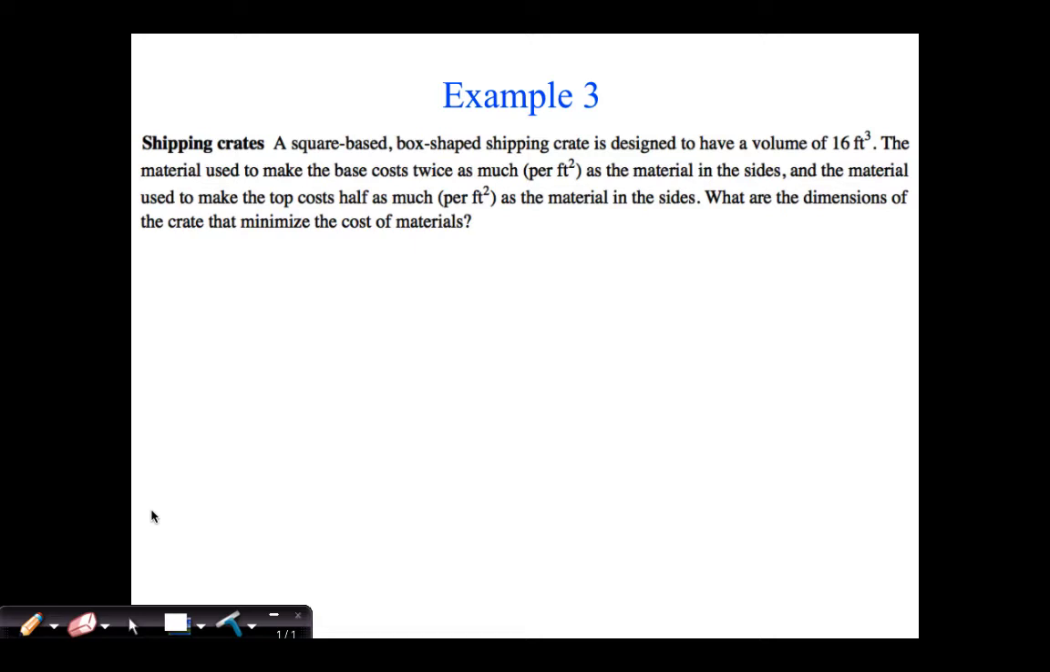material. The material used to make the base costs twice as much per square foot as the material in the sides, and the material for the top costs half as much as the material in the sides. We want to know the dimensions of the crate that minimize the costs of materials. Notice that there's not actually any costs of materials listed, so we just have relative costs. So think about this for a second. Maybe think about something you could sketch out, and what sort of computations would help you find cost, even though you're not going to have a number for it, because we don't have any dollar signs in here, or any other currency.